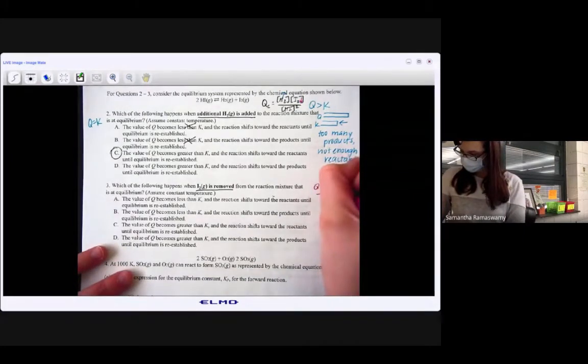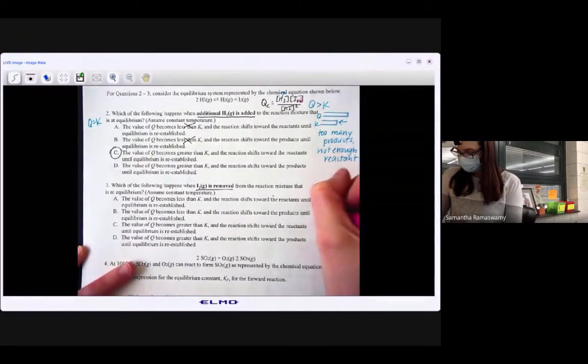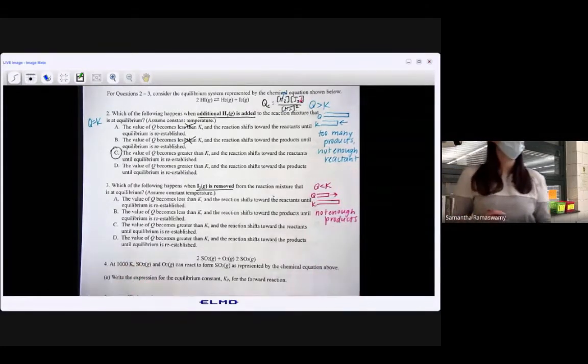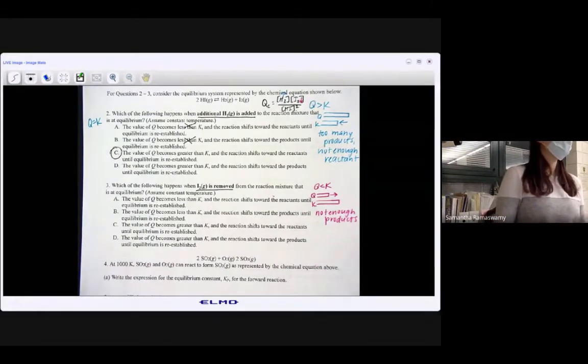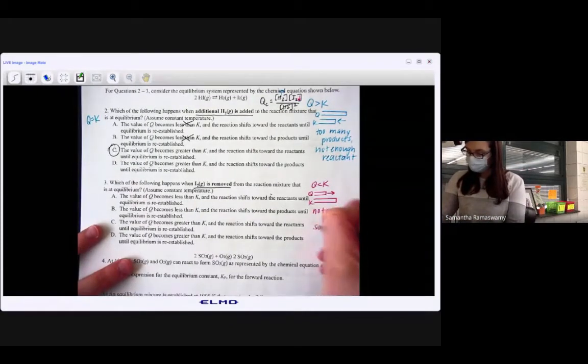Again, here's Q, here's K. So I have to go from reactants to products. By removing I2, we don't have enough products. Notice I'm still just answering the question over on the side. I haven't even read any of the multiple choice answers yet. Try to answer the question first and then see which multiple choice response matches how you answered. So not enough products, so we need to make more products.